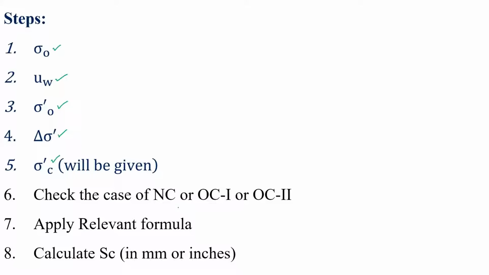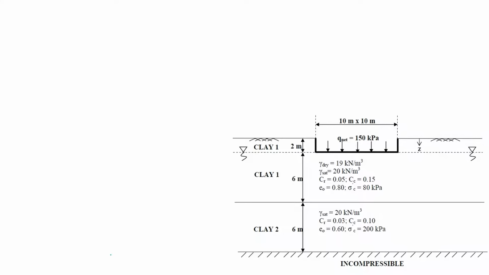Then we will check the case: normally consolidated, over consolidated case 1, or over consolidated case 2. Then we will choose the formula: formula number 1 for this one, formula number 2 for this, and formula number 3 for this. We will apply the relevant formula and calculate the settlement SC in millimeters or inches depending upon the units. So first of all, step 1.